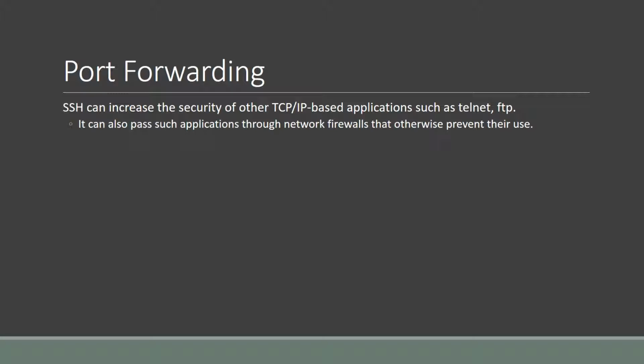Port forwarding. SSH can increase the security of other TCP/IP based applications, such as Telnet, FTP, and the X Windows system. A technique called, as said previously, port forwarding, also known as tunneling, will reroute your TCP/IP connection to pass through an SSH connection, in a transparent manner, but encrypted on an end-to-end basis. Port forwarding also is good. Note that it can also pass such applications through network firewalls that otherwise would prevent their use.